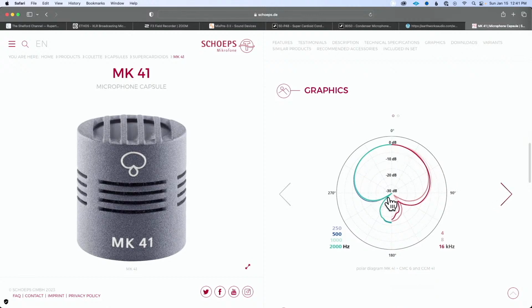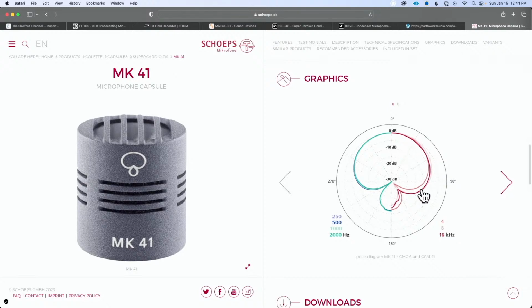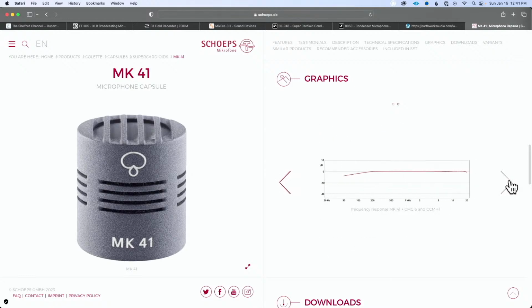Here's one thing, certainly one of the reasons to use a microphone like this, like the Schoeps or the MKH 50 or the MKH 8050, is that their off-axis coloration seems to be really, really well controlled relative to shotgun microphones. And we'll take a look at that in just a minute here.